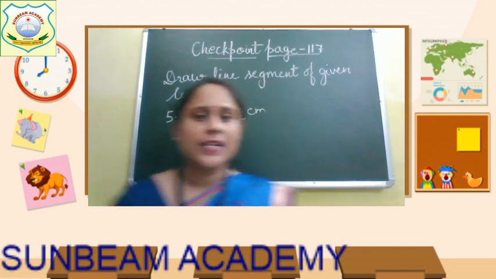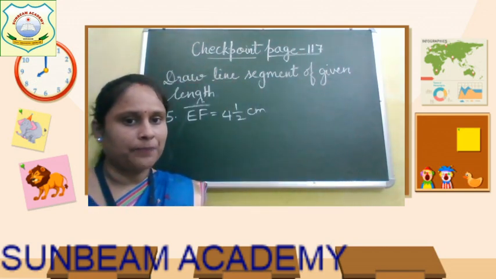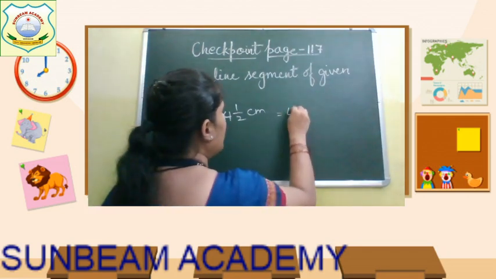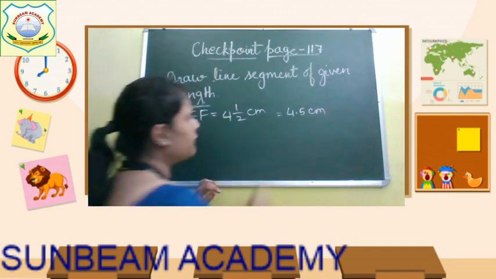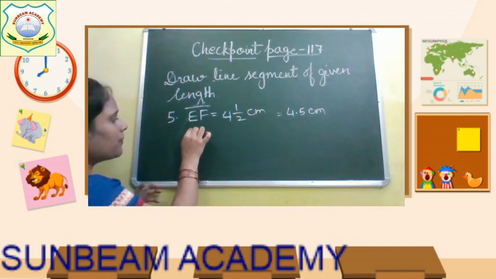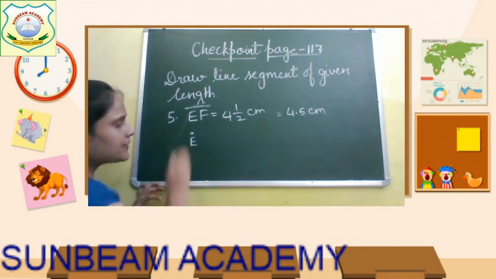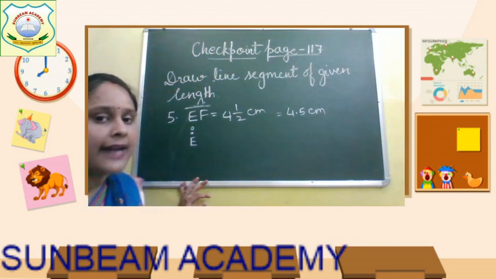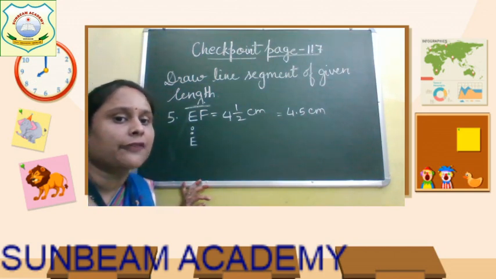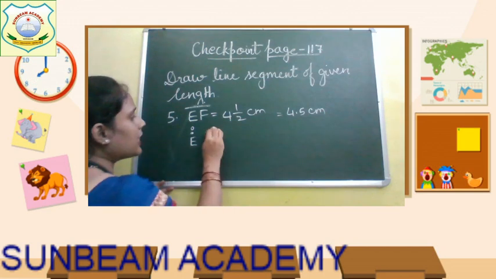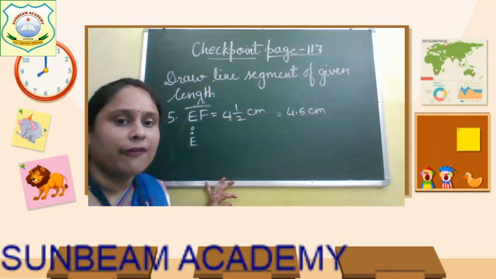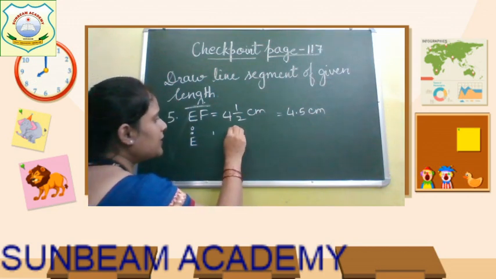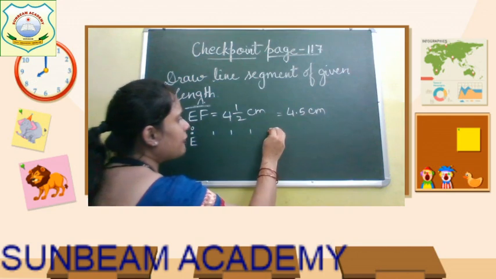Your question number 5 is EF, 4.5 centimeter. Okay, half is 0.5. Now we will put a point and name it as point E. And now we will put our scale on this point E at 0. We will start measuring from 0. And we will count. See, we have to draw a line segment of 4.5 centimeter. So we will see 1, 2, 3, 4.